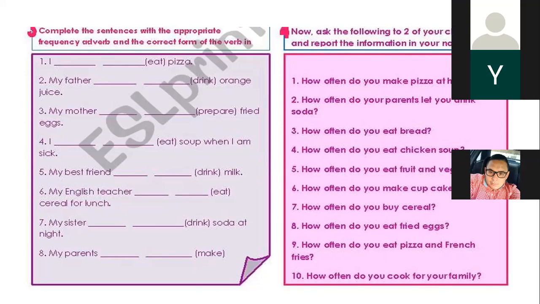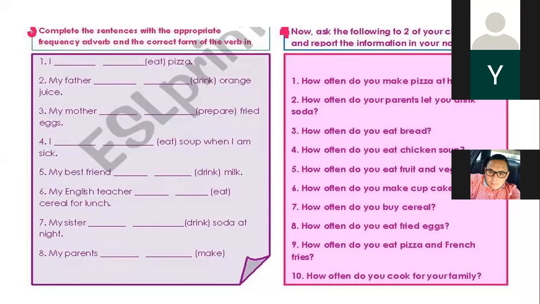Excellent. Number seven, volunteer for number seven. My sister always drinks soda at night. Excellent. Drinks. Remember, you have to make an effort to add the S, drinks, because she's my sister. Okay, thank you. Number eight, the last of this part. Do I have a volunteer for number eight? Okay, this was not complete, okay?